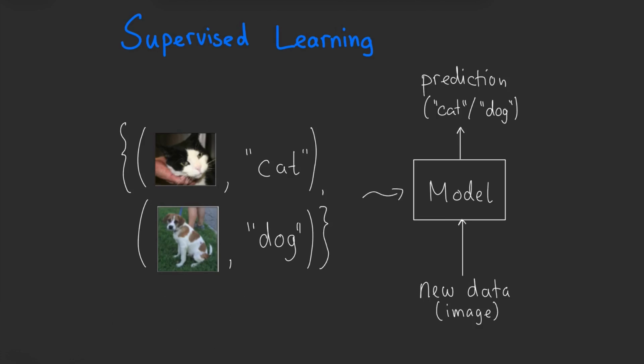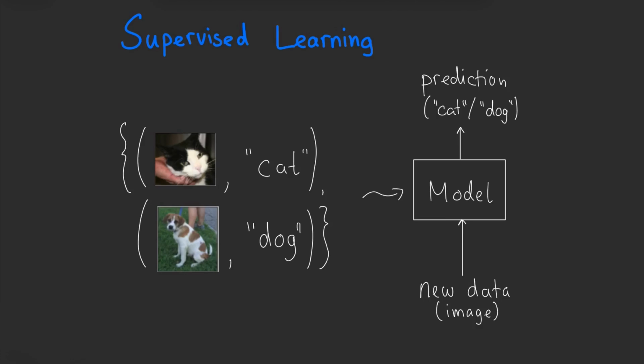In this video, we'll break down what supervised learning actually means, how it splits into the two main types, classification and regression, and what the key ingredients are that make learning possible in the first place. Let's get into it. So what is supervised learning?